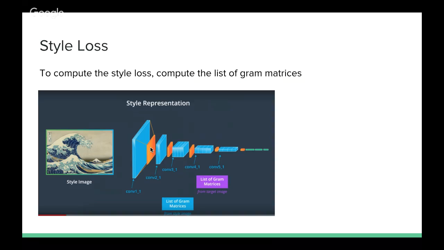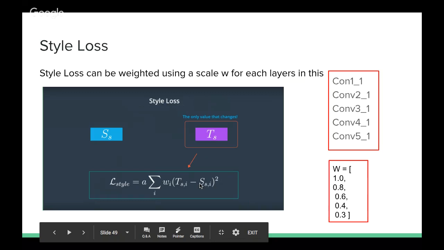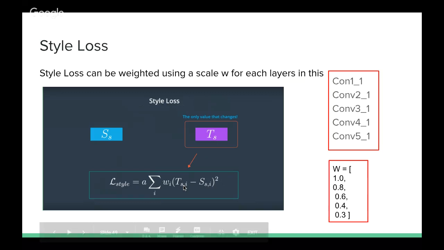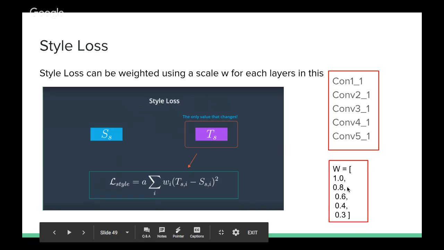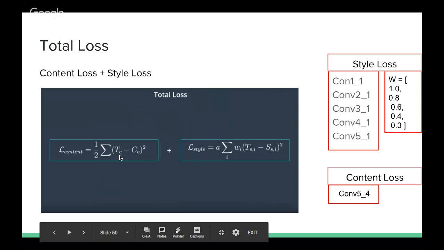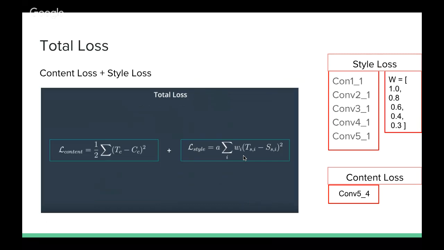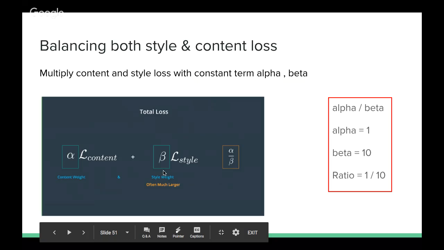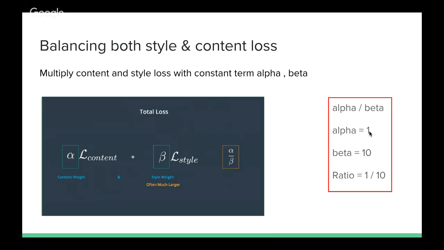T_i and S_i are nothing but the Gram matrices of the target image and the style image. That's all there is to it. With this control over how much style you want, we put together both losses, the content loss and the style loss, and we want to minimize the two. That's the total loss. There is also another hyperparameter, alpha and beta, a ratio to control how much of the style or how much of the content you want to transfer, if you want to balance that.